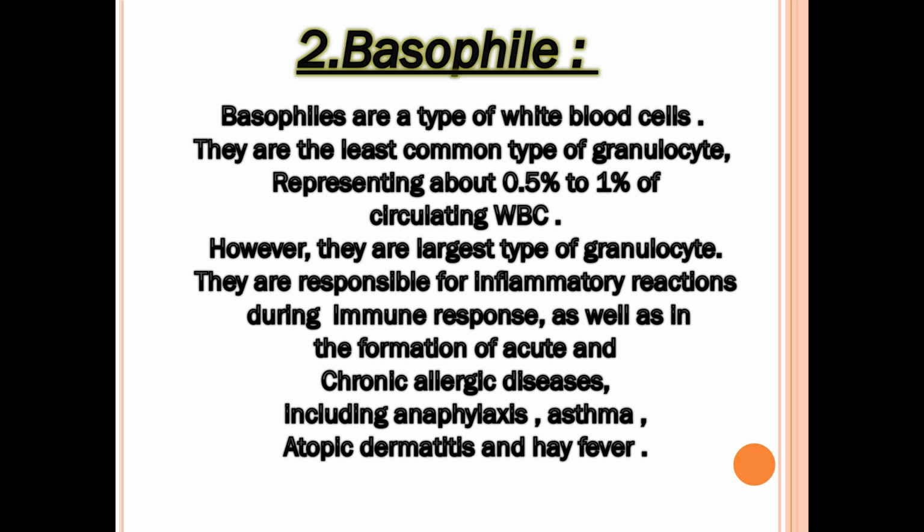Next is basophiles. So basophiles are a type of white blood cells. They are the least common type of granulocytes, representing about 0.5 to 1% of the circulating WBC. However, they are the largest type of granulocytes. They are responsible for inflammatory reactions during the immune response, as well as in the formation of acute and chronic allergic diseases, including anaphylaxis, asthma, atopic dermatitis, and hay fever.